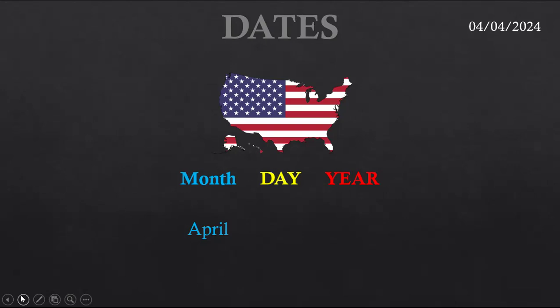So today is April 4th, right? And then the year, which is 2024. We learned this last class. We mixed them up, and we have today's date. Pretty simple, right? April 4th, 2024.